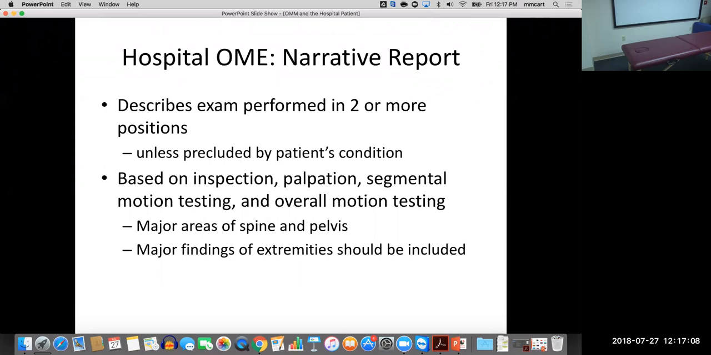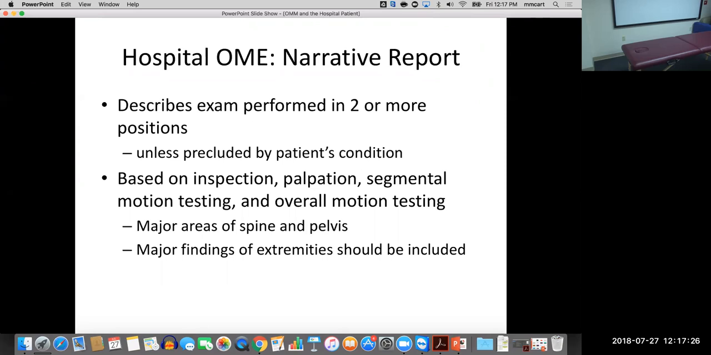And then the exam itself, the findings that you document should be based off of your visualization, your palpating, and any segmental motion or overall motion testing you do. You're supposed to hit the major areas of the spine and pelvis. And then the document says that major findings of the extremities should be included. So it's not a thorough evaluation of the extremities.